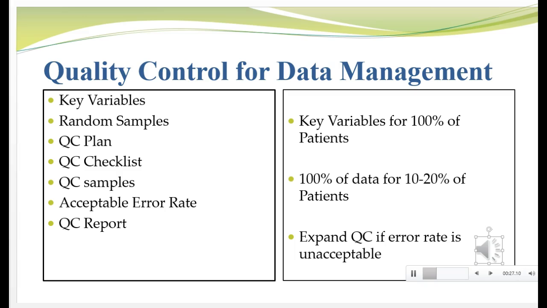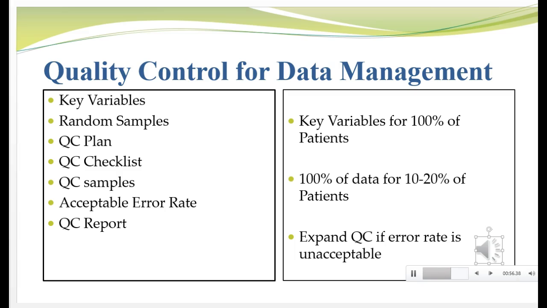So we tend to take a look at non-key or non-critical data for a randomly selected sample of patients. And as always, we're going to document our QC process in a formal plan, and we want that plan in place before we begin QC. So just like all of the other plans, the DMP, the data entry plan, the data review plan, you have your plan in place before you begin. If you need to modify it, that's fine, but you want to go in with a sense of your scope.